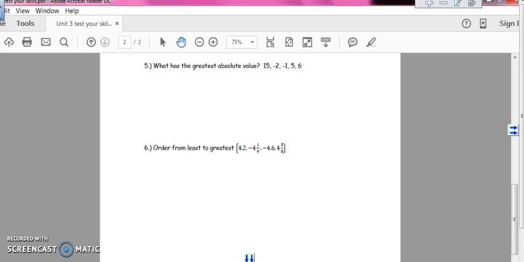5, which has the greatest absolute value? So 15 is 15 away from 0. Negative 2 is 2 away from 0. Negative 1 is 1 away from 0. 5 is 5 away. And 6 is 6 away. So, remember, absolute value are those brackets. So if you want to go through and put brackets on everything, you can. Which is the biggest? 15, 2, 1, 5, or 6? Well, 15 is the biggest number here. So the absolute value of 15 is greatest.